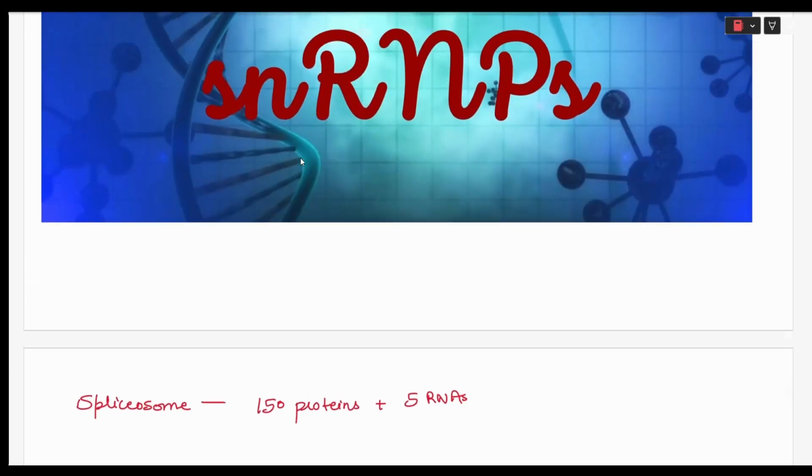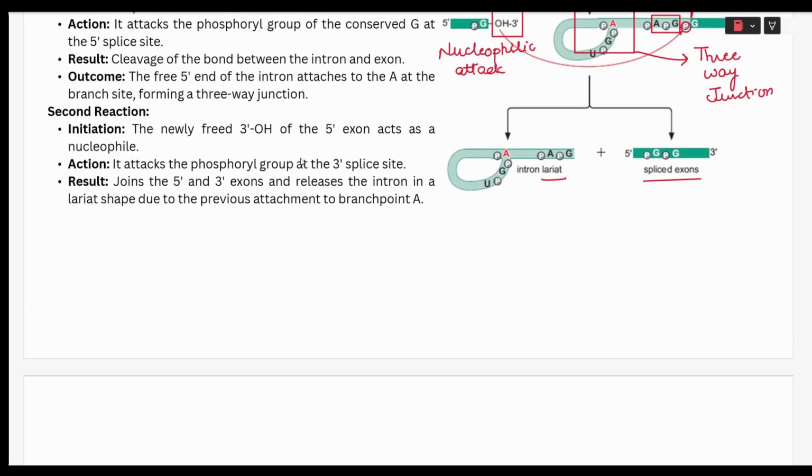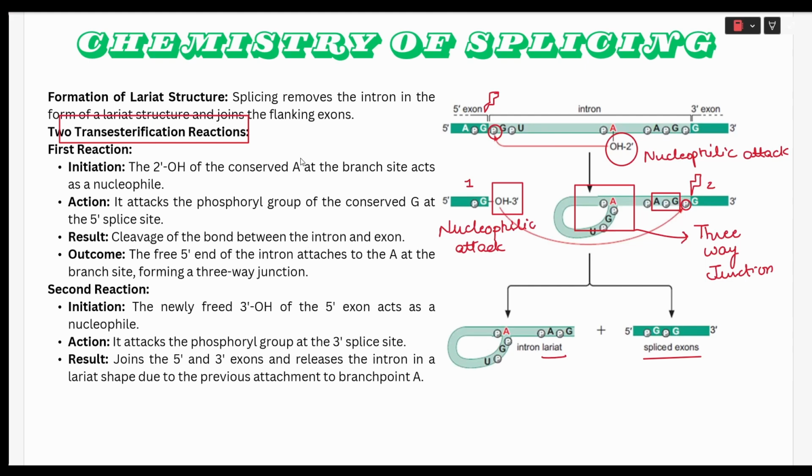Now, let me tell you something that I actually forgot. In this process, as you can see, there is no ATP required. The chemistry of splicing itself doesn't require any kind of ATP. So I'm just going to write here, no ATP required. The chemistry solves itself, right?